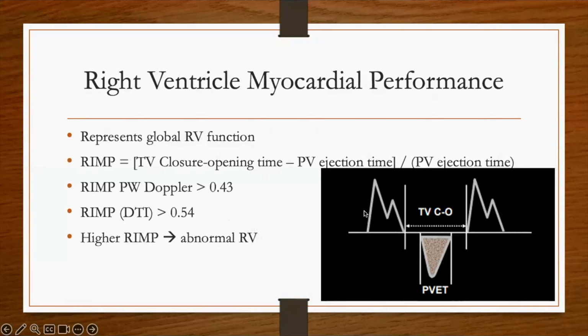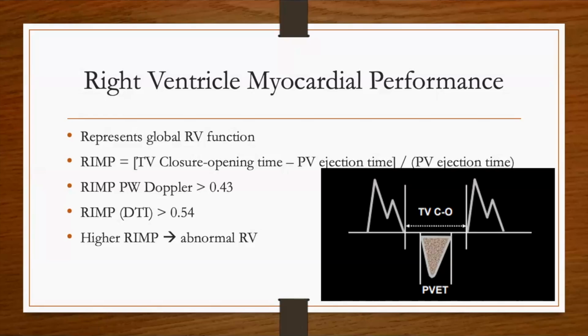One way that we can assess the RV function that we don't use as much, and it can have some representation of global RV function, is the right ventricular myocardial performance index. As you can imagine, if the right ventricle has higher loading conditions, or it's contracting against higher afterloads, for example, in case of pulmonary hypertension, the ejection time might be longer.